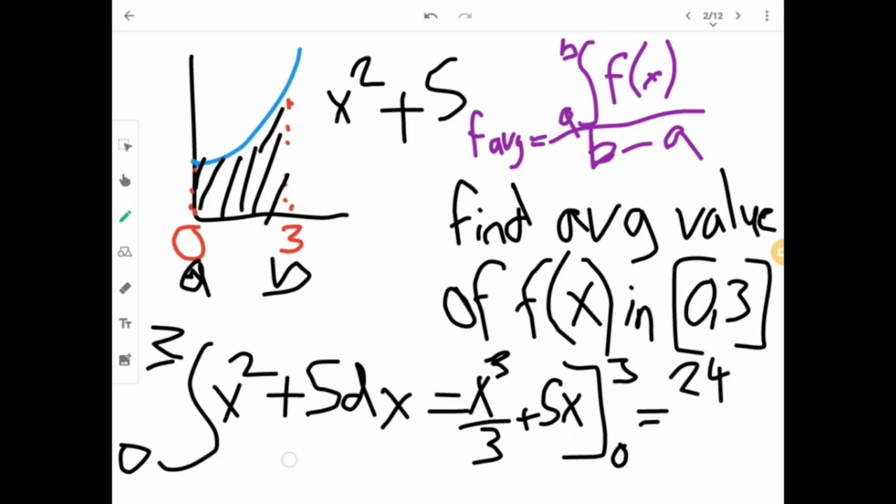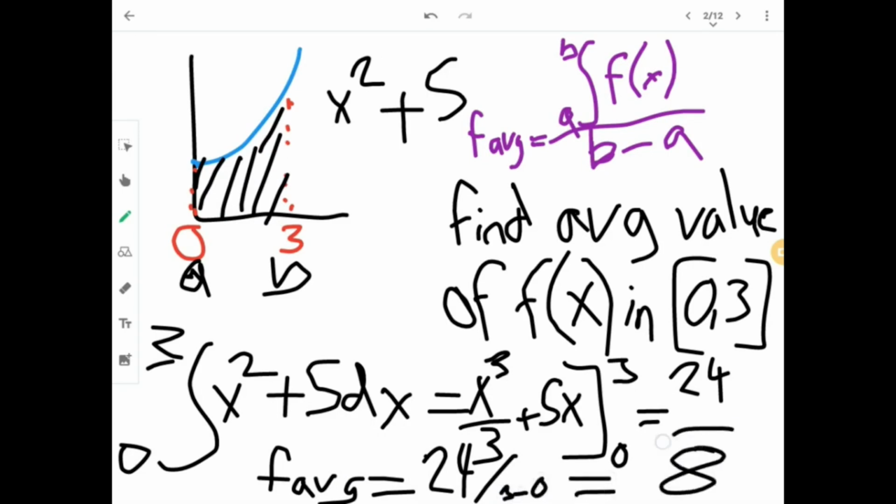To find f average, you divide the area by the width. So it will be 24 divided by 3 minus 0, which is equal to 8. And that is the average value.